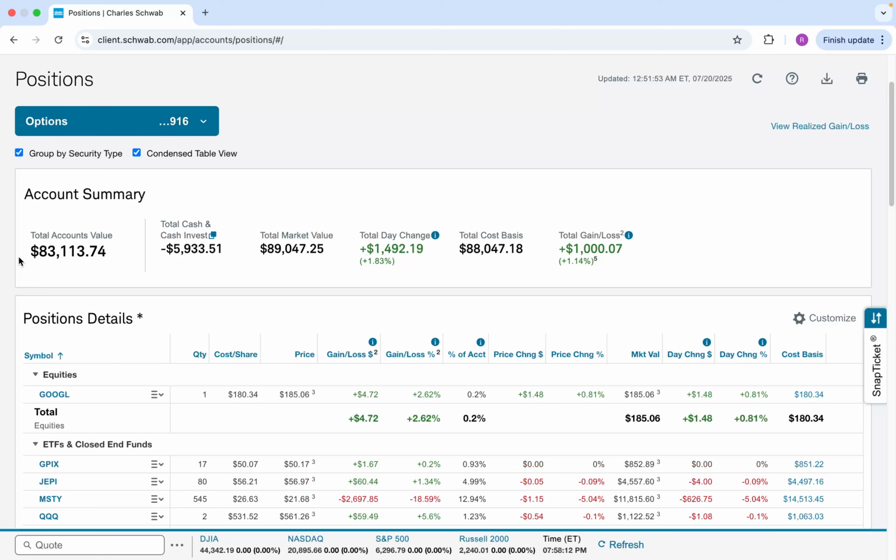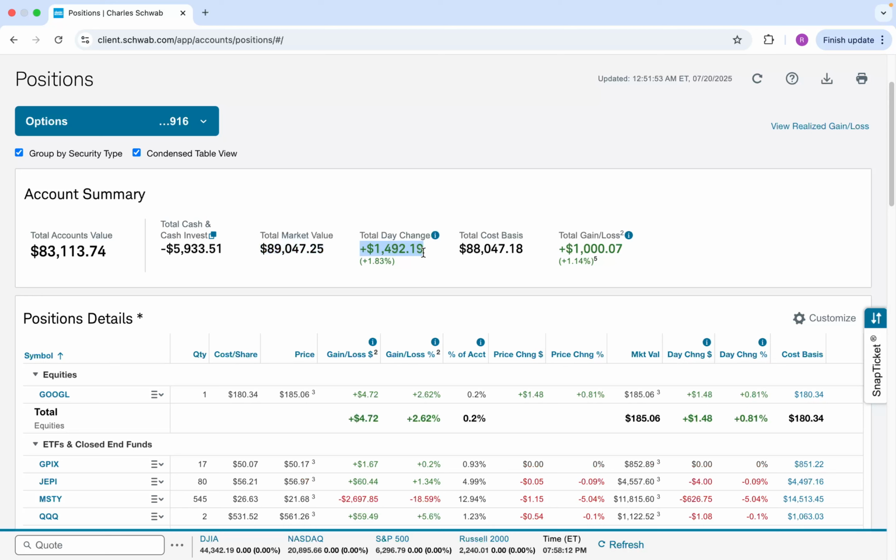So, jumping into it, the total account value right now is $83,113.74. Right now, it shows a negative total cash balance, and that's because I have margin out. Like I mentioned, I am withdrawing my mortgage and student loan payment every month on margin. So it's going to always show a negative there, or at least for the next few years.